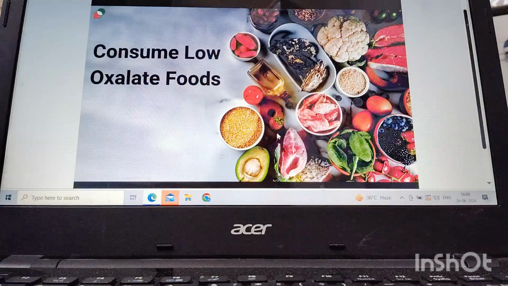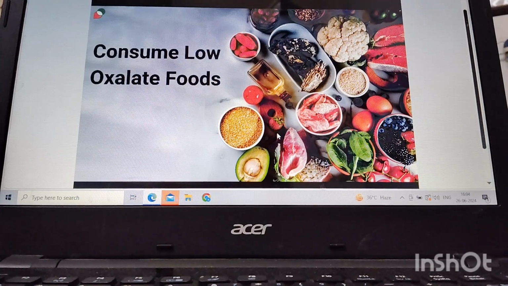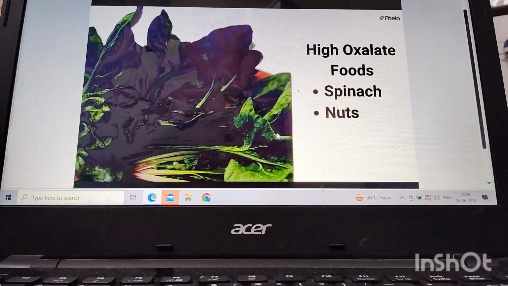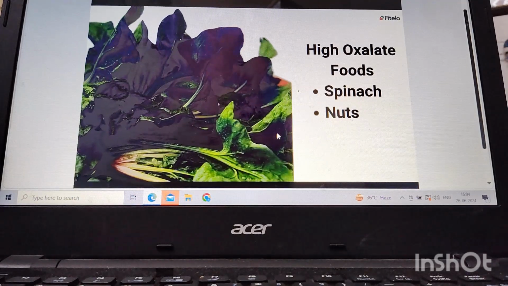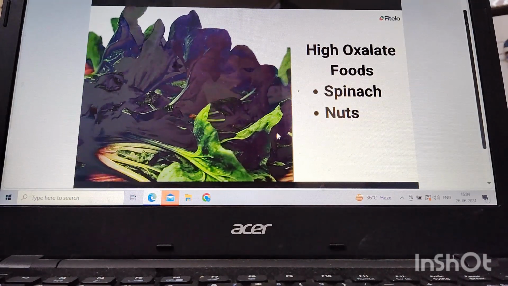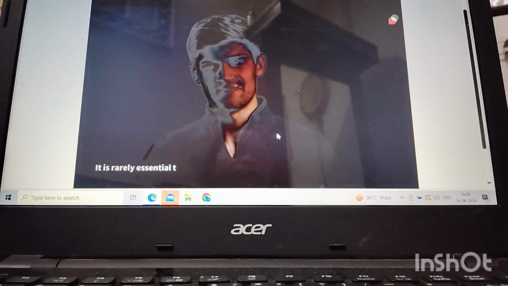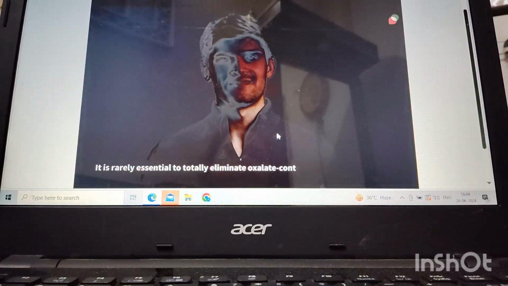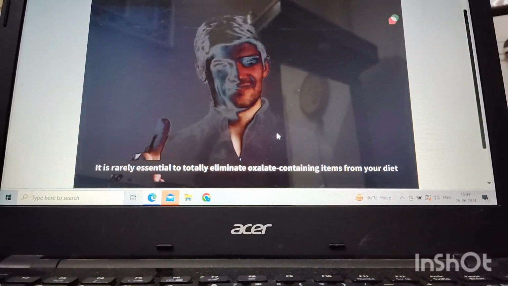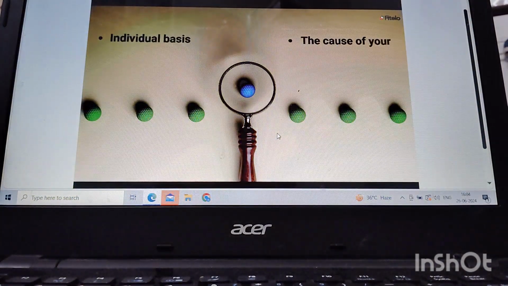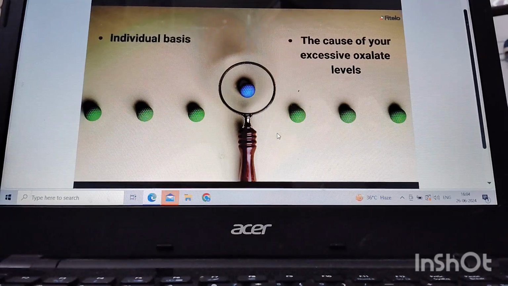They can consume low oxalate foods. Oxalate is found in almost all plant foods. However, it is concentrated in a few. Spinach and almonds are just a few of the options. It is rarely essential to totally eliminate oxalate containing items from your diet. This must be assessed on an individual basis and is dependent on the cause of your excessive oxalate levels.